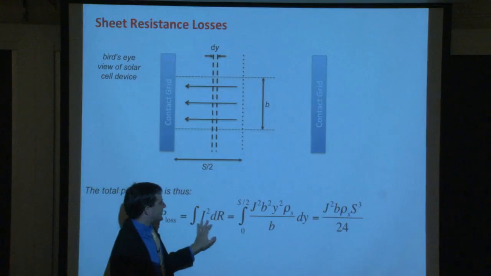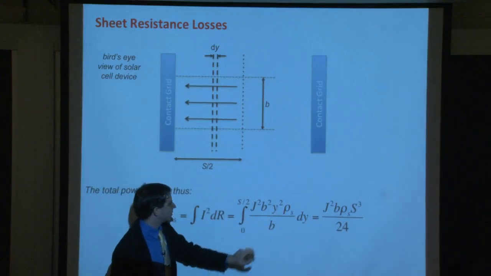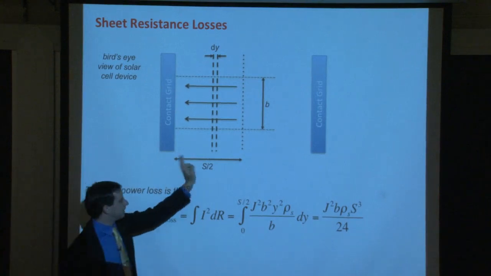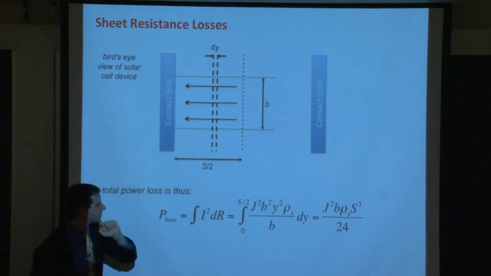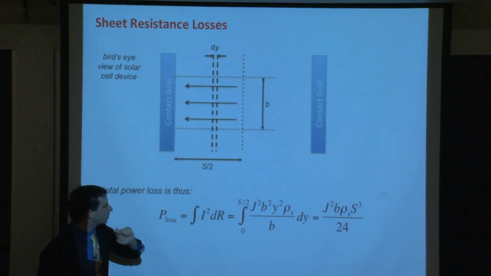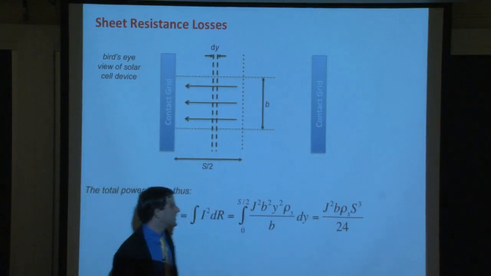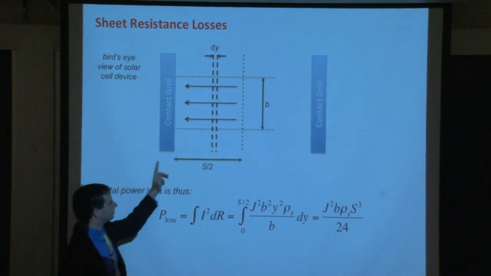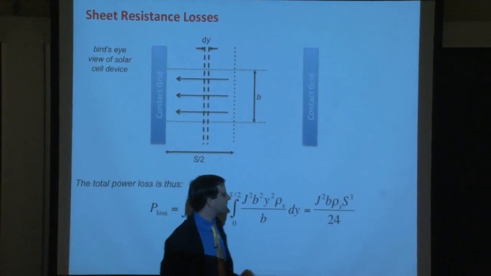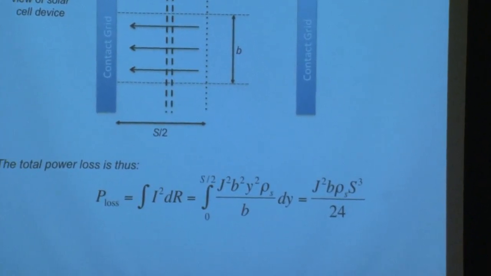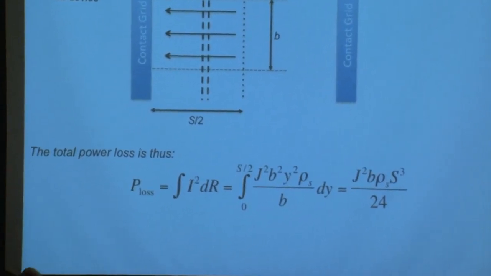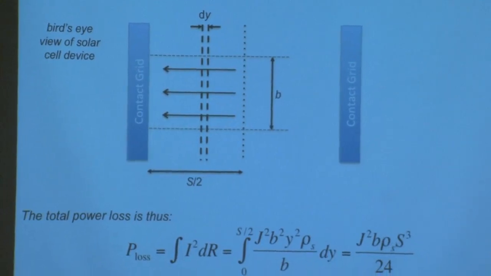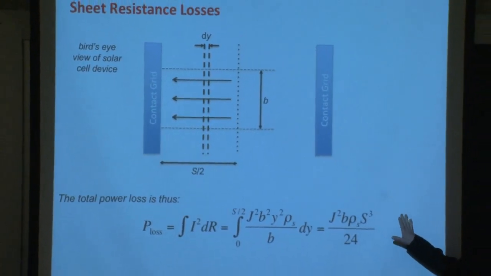OK, so now we have our current. We can translate that into here, where we have B being the vertical dimension and y being the horizontal dimension. And we would get this equation coming out on the other side, which is a function of the separation of our contact metallization fingers to the cube, to the third power. So as we separate our contact metallization by a small amount, this power loss is going to go up very quickly.